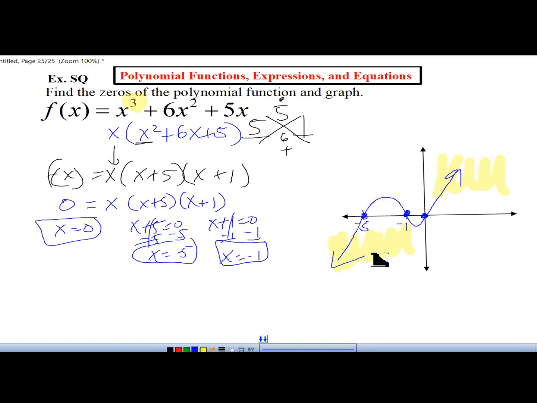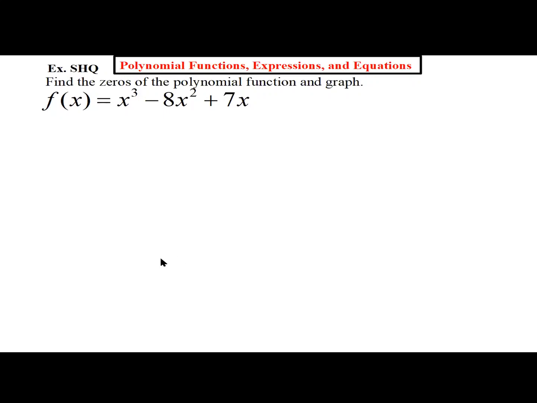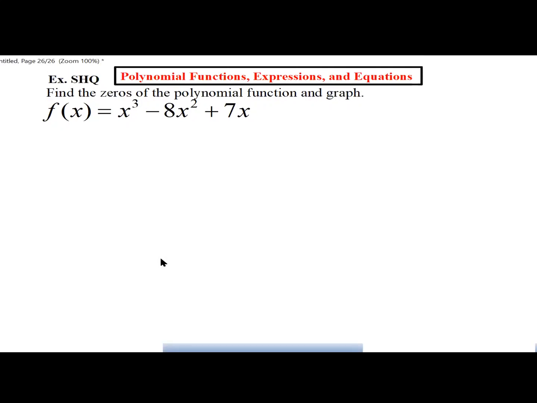Ready? You do the next one by yourself. Here we go. Example, Shazam cube. Same instructions. F of x equals x cubed minus 8x squared plus 7x. I'll give you some time. Copy that and go. All right, very similar to the one we just did. There's no constant, so we check for GCF. GCF is x. We're left with x squared minus 8x plus 7.